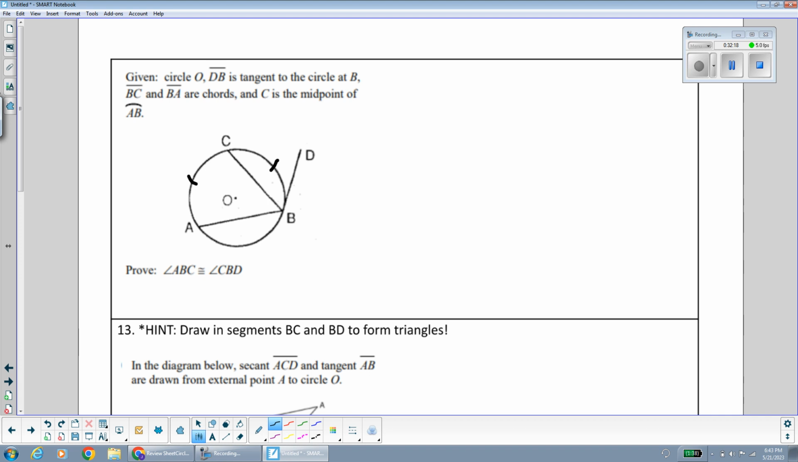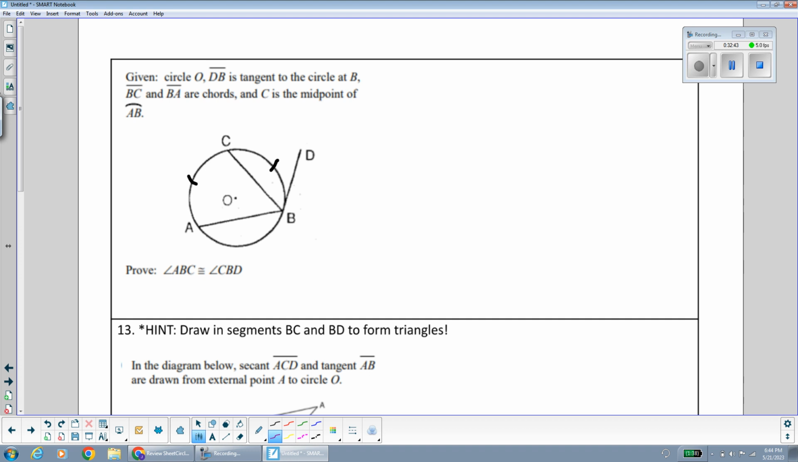Definitely not drawn to scale. It doesn't even look like C is in the middle of arc AB. And they really should have named it arc ACB. But I know it's talking about this direction because in the other direction, C is not there to split it in half to be the midpoint of it. We need to prove that angle ABC is congruent to angle CBD.